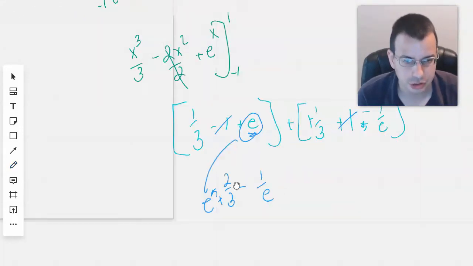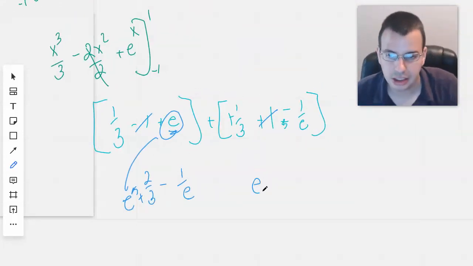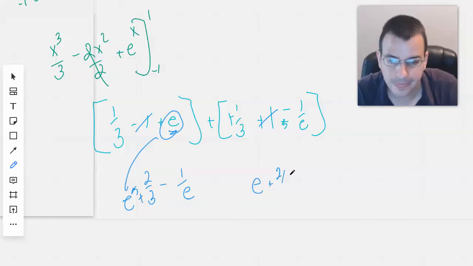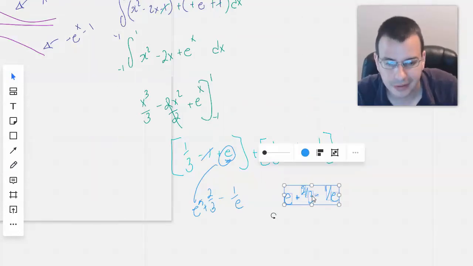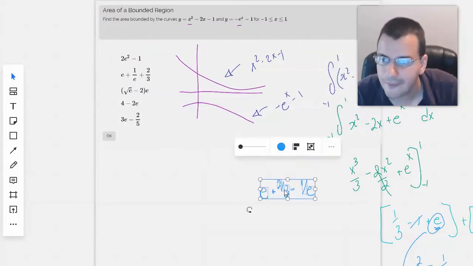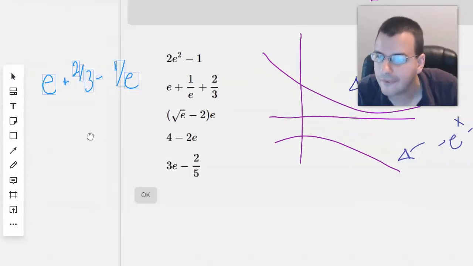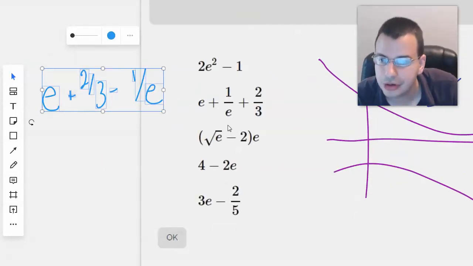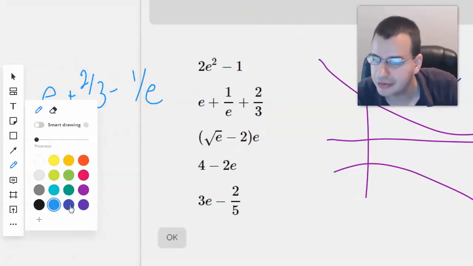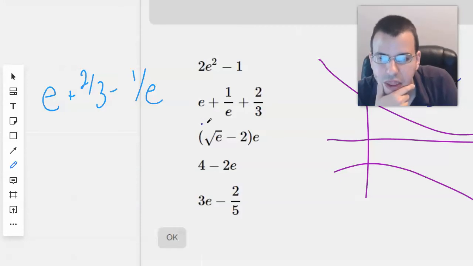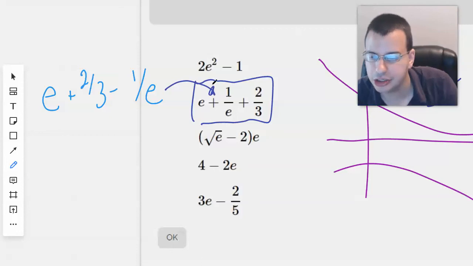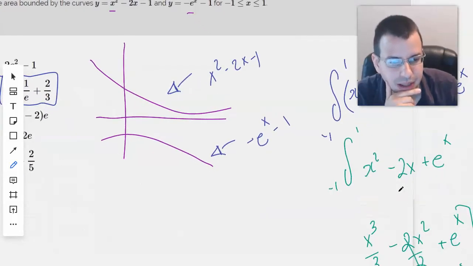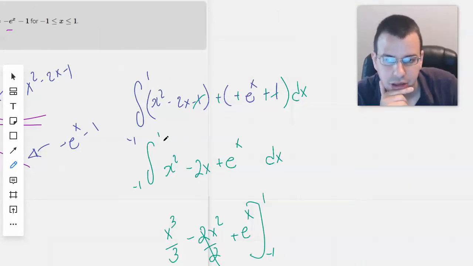So let's rewrite this real quick. So we have e plus 2/3 minus 1 over e, plus 2/3. So the closest one we have is this one. But our e is the wrong sign. So I'm going to check that real quick. Could be a problem with the answer, but good to be safe.